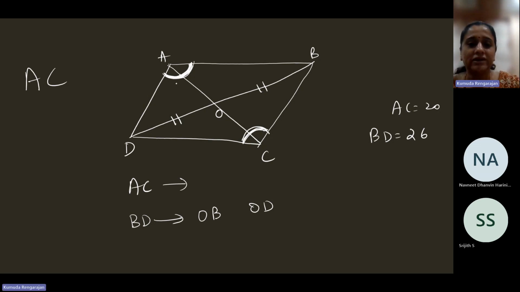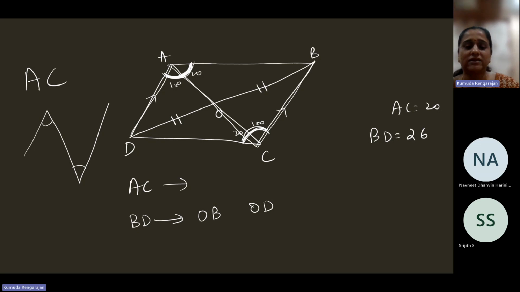If this is 120, it may be 100 here and 20 here. It's not bisected. Now you'll ask me why you're not writing 100, because do you remember alternate angles are equal? Parallel line, transversal, parallel line. If this is 100, this will be 100 because alternate angles are equal. Here the lines are parallel. We'll take up that in the next class. For now, we understand that the angles are not bisected.